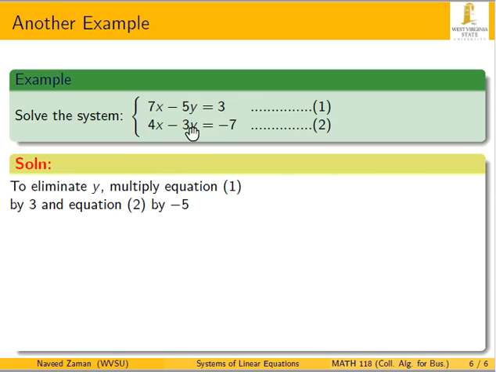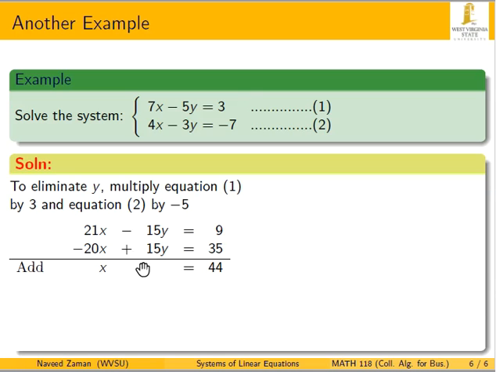So if we want to eliminate y, the coefficients of y should be equal and opposite in sign in the two equations. So we'll multiply the first equation by 3 and the second equation by negative 5. If you multiply the first equation by 3, you get 21x minus 15y equals 9. And multiply the second equation by negative 5, we get negative 20x plus 15y is equal to 35. And then we add, which will give us x equals 44.